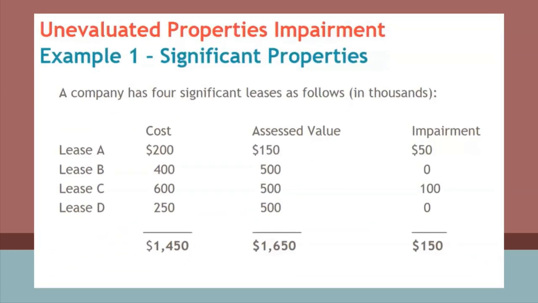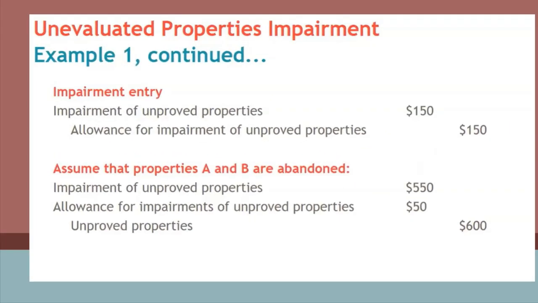So as you can see, you have these 4 leases, and lease A is impaired by 50, lease B and D are not impaired, and lease C is impaired by 100. Let's go to the next slide. So the initial entry for impairment would be the 150 that we talked about. You're putting it towards an allowance.